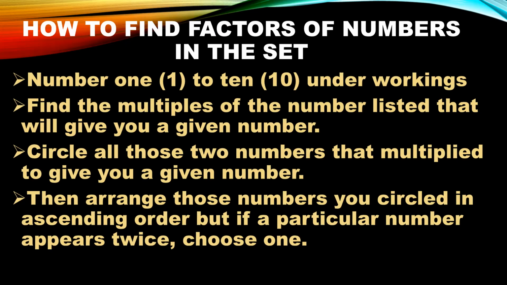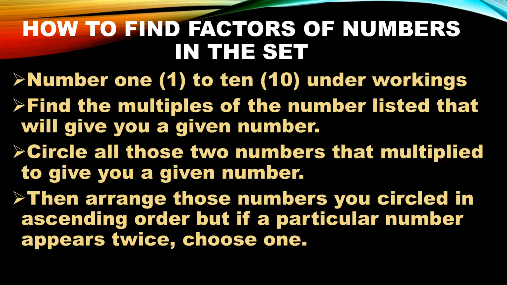After circling those numbers, then arrange those numbers you circled in ascending order. But if a particular number appears twice or more, just choose one. Assuming you multiply those numbers, but some numbers give you 2 or more options, then you just take one of them and arrange them in ascending order. Ascending order means from the smallest to the what? To the biggest. Good.